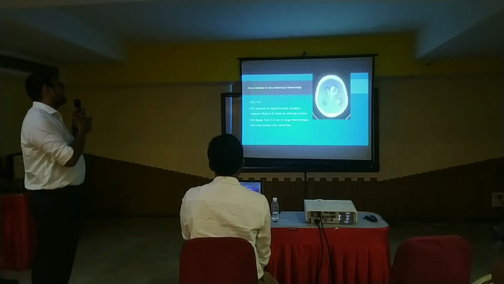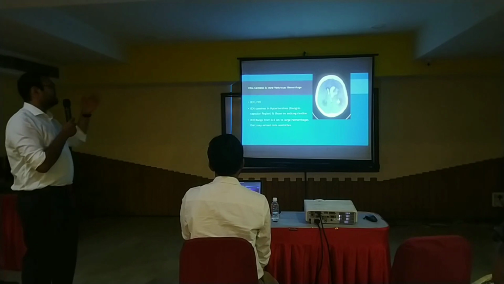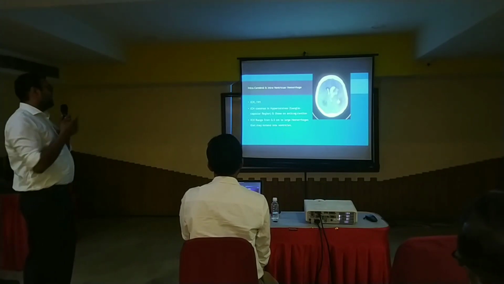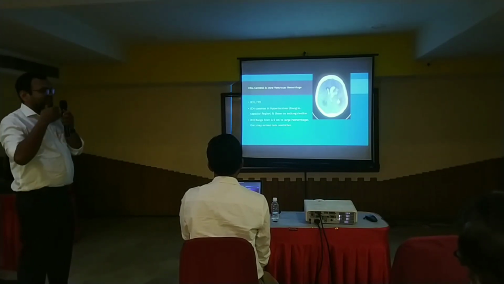Then comes ICH or IVH. ICH is intracerebral bleed and IVH is intraventricular bleed. ICH is most common in hypertension, especially in the ganglio-capsular region, and it may range across various sizes and may extend into the ventricles also.